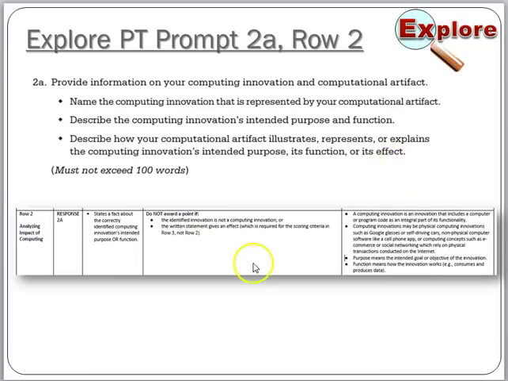So, row 2, state a fact about your innovation's purpose or function, and I would recommend using a source to do that. That is row 2 of the rubric.